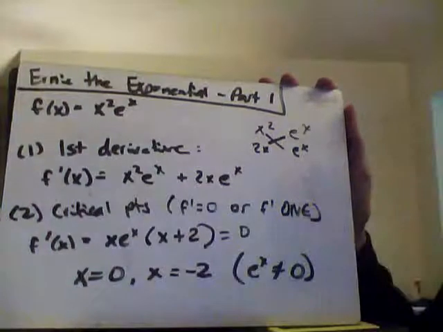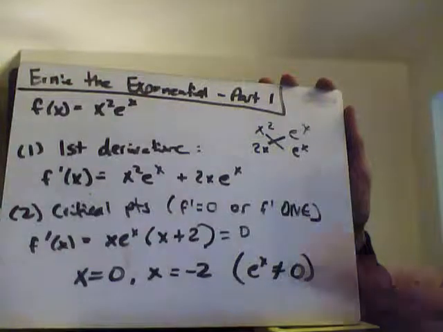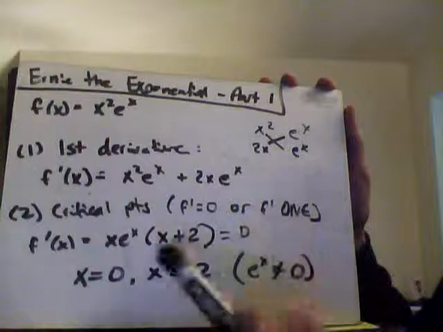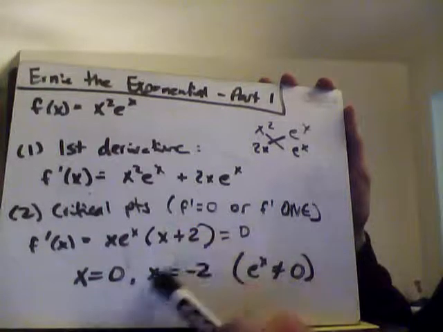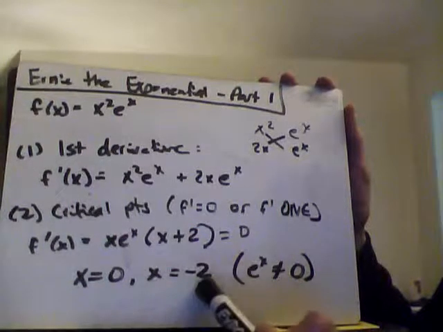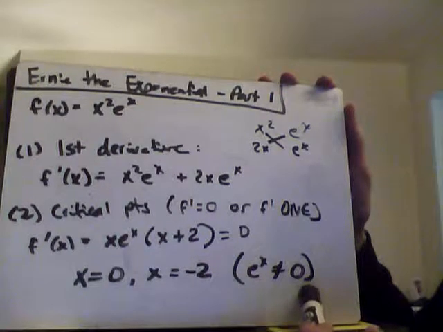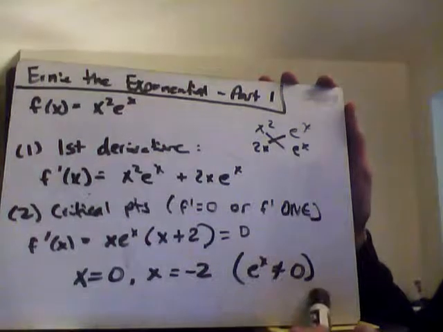Remember that when you're trying to find roots, you need to use the zero product property and set your roots equal to 0. That is critical here. We get roots whenever the x is equal to 0 and whenever x plus 2 is equal to 0, which produces the root of x is equal to negative 2. Notice that e to the x is never equal to 0 for real numbers, so we don't have a critical point that comes out from that.